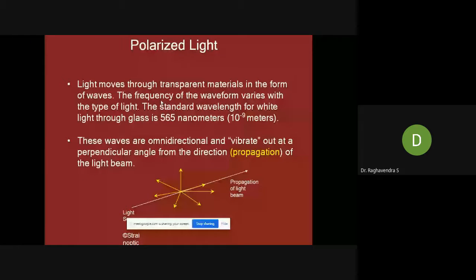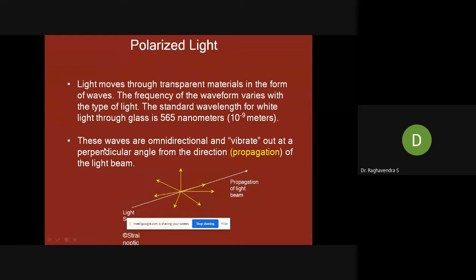What do you mean by polarized light? You can see the diagram. Light moves through a transparent material in the form of waves. The frequency of the waveform varies with the type of light. The standard wavelength of white light through glass is 565 nanometers, that is 10 to the power of minus 9 meter.